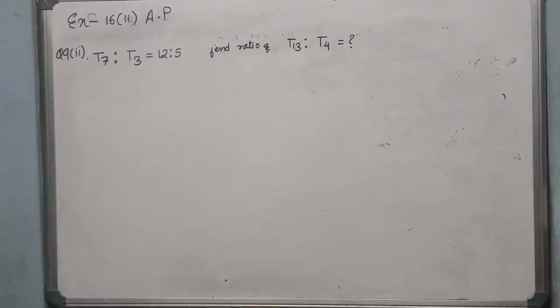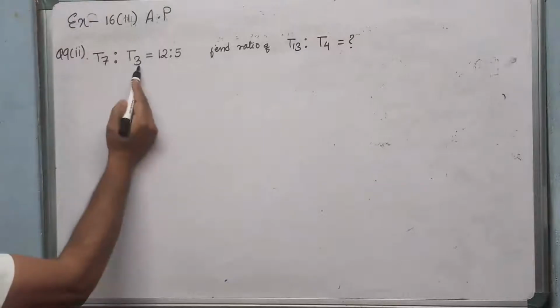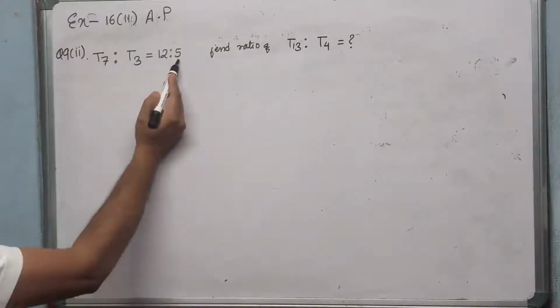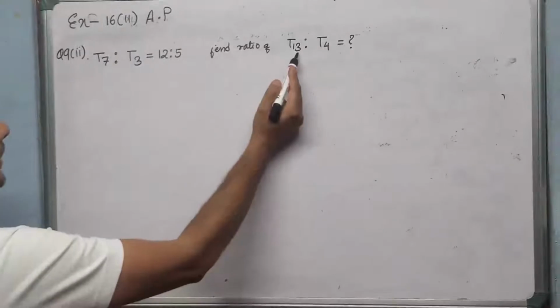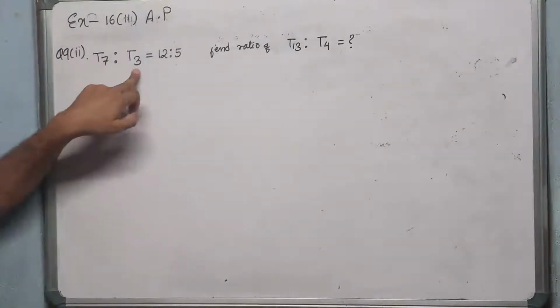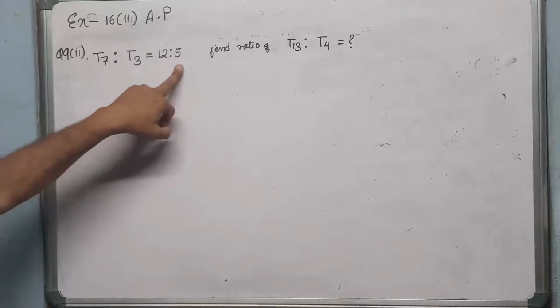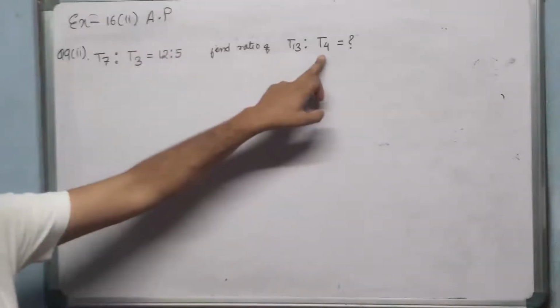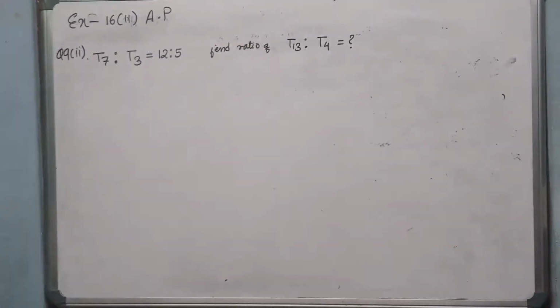The ratio of the seventh and the third term of an AP is 12:5. Find the ratio of the 13th to the fourth term. The ratio of the 7th and the third term is given as 12:5, and you have to find the ratio of the 13th to the fourth term. The concept is very easy.